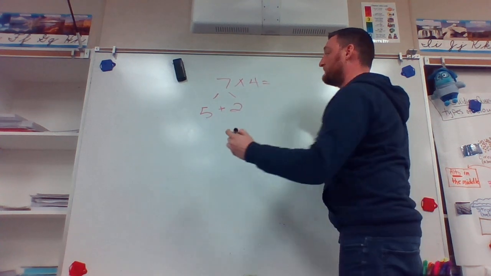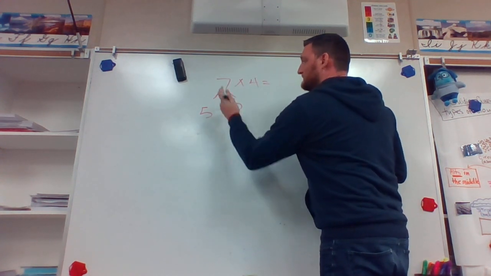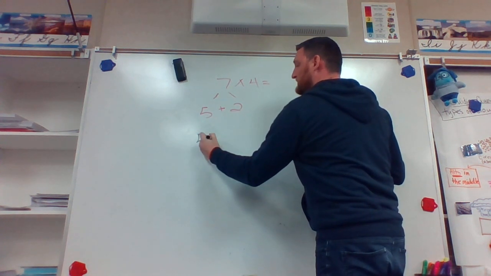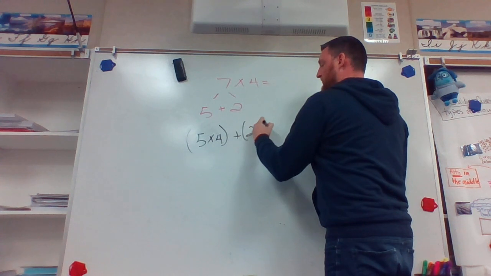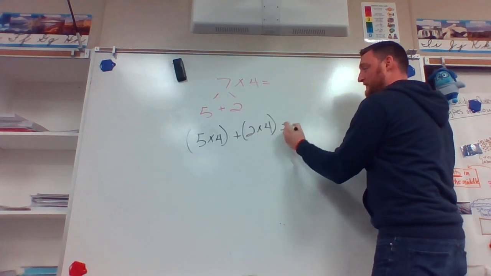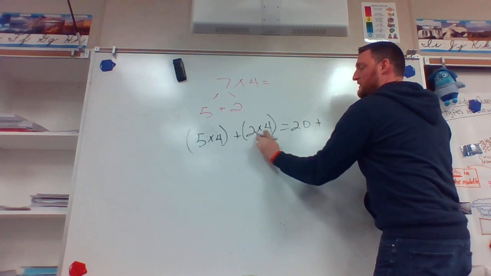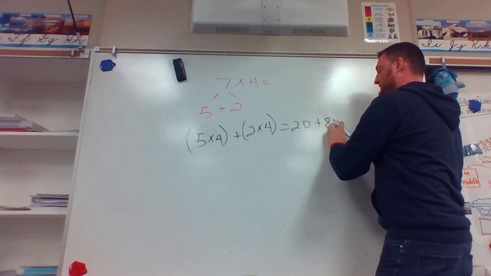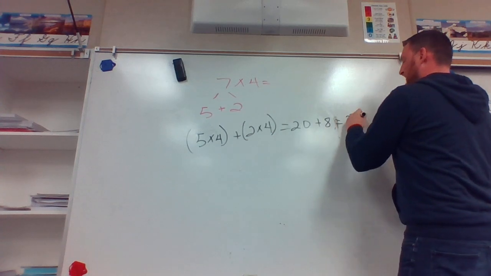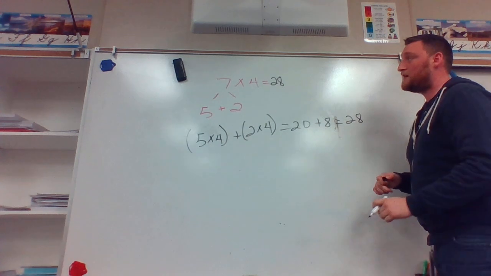so let me write in a darker color for you. So 5 times 4 and 2 times 4 is the same thing as 20. 5 and 4 is 20, plus 2 times 4 is 8, equals 28. So 7 times 4 is 28.